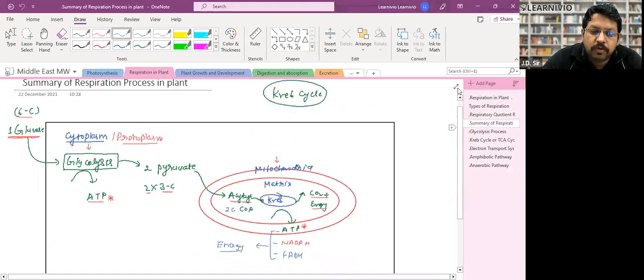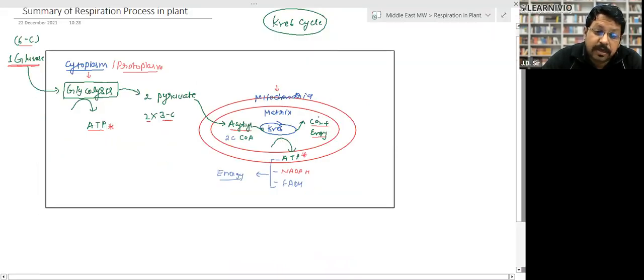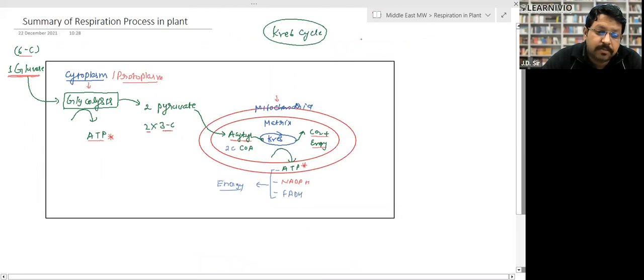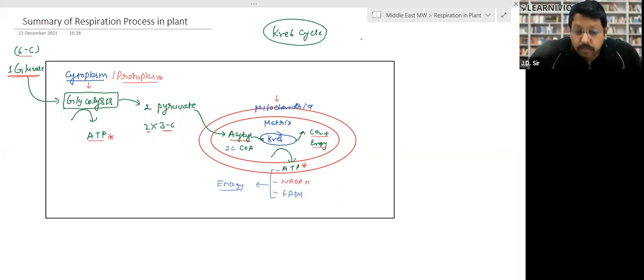Now, what I am going to tell you next, Affaf, take this diagram. Remember this diagram. You will not find this concept anywhere. I have designed this to make you understand. How does it take place? Why is glucose not directly burned?